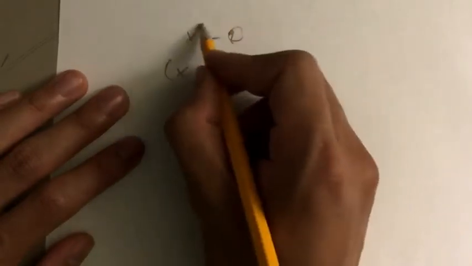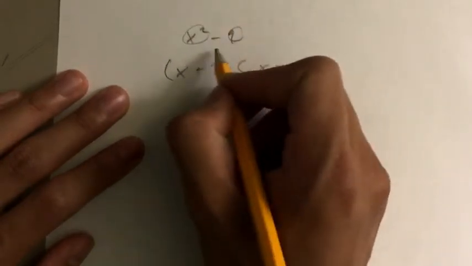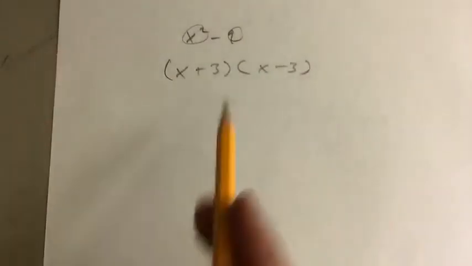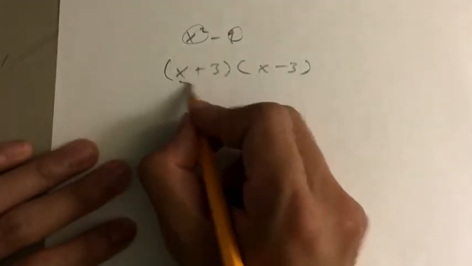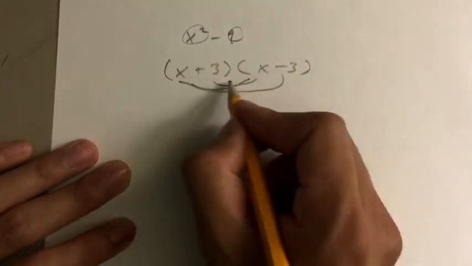And these are two squares. And it's a difference between them because you're subtracting. And that's what it looks like when you factor it. And that's just something you should know. But let's try this. First, outer, inner, last.